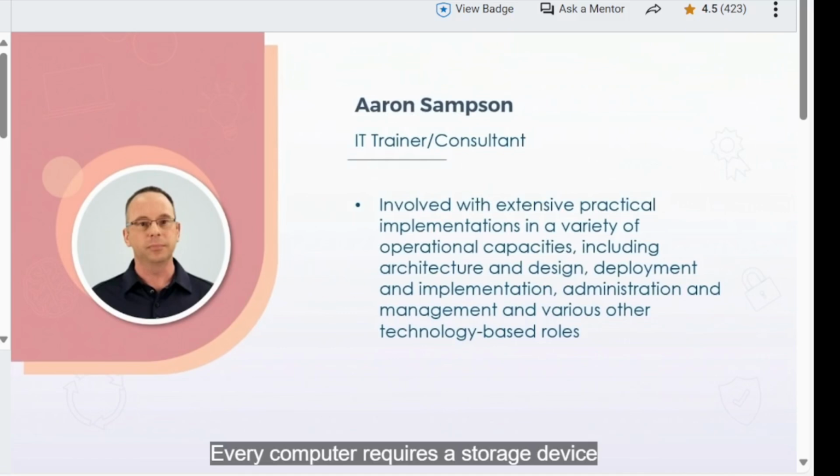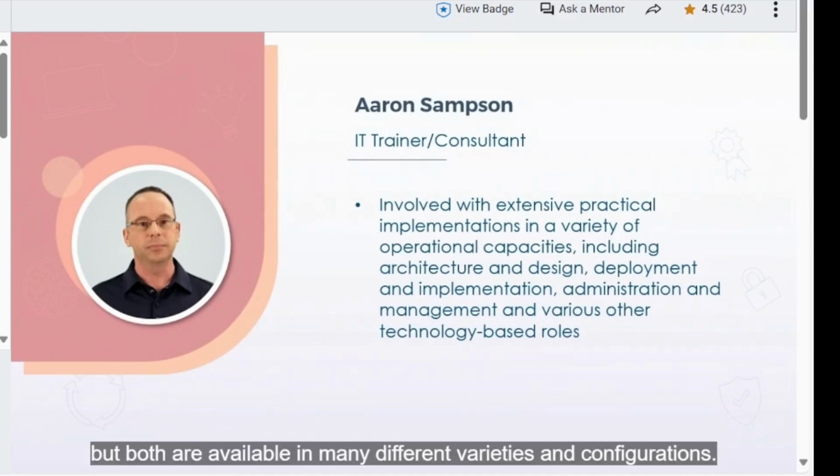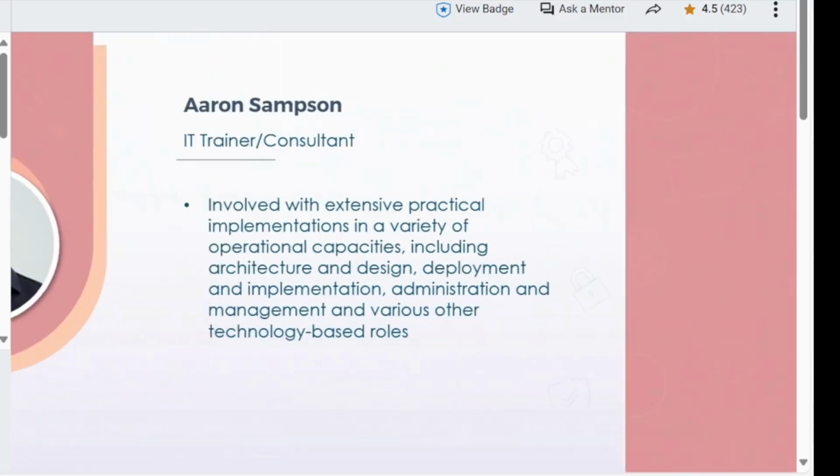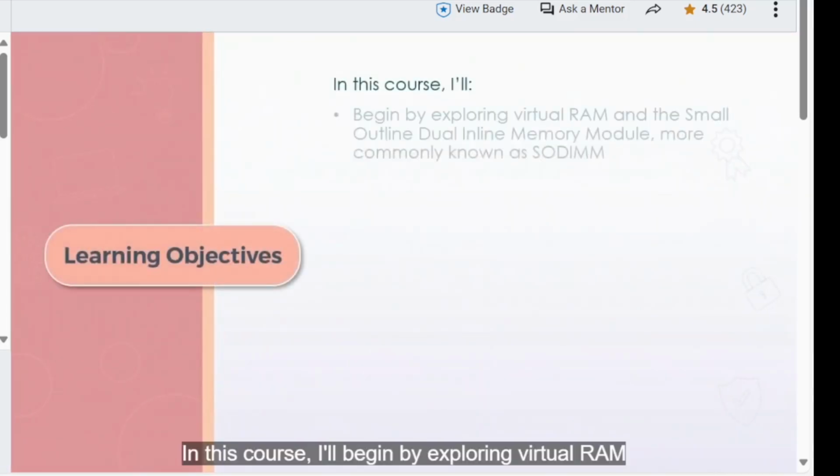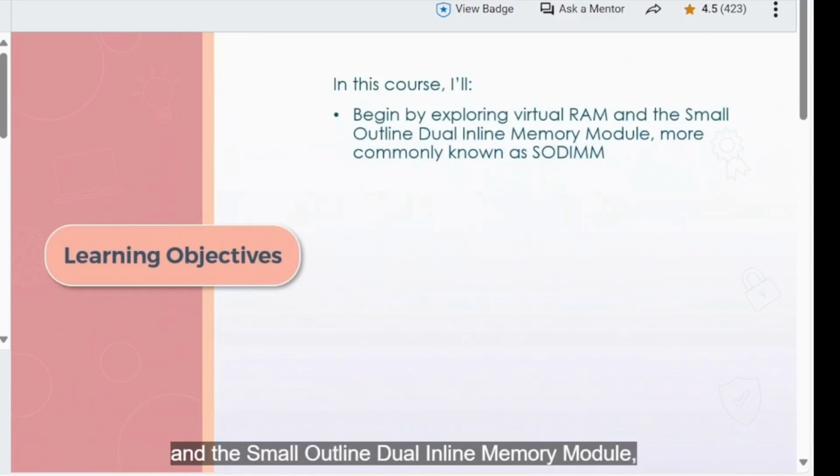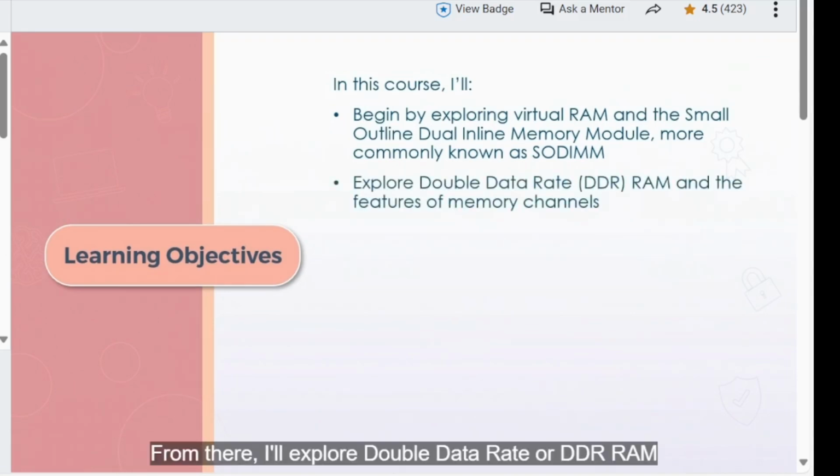Every computer requires a storage device and random access memory, or RAM, but both are available in many different varieties and configurations. In this course, I'll begin by exploring virtual RAM and the small outline dual inline memory module, more commonly known as the SODIMM. From there, I'll explore double data rate, or DDR RAM, and the features of memory channels.